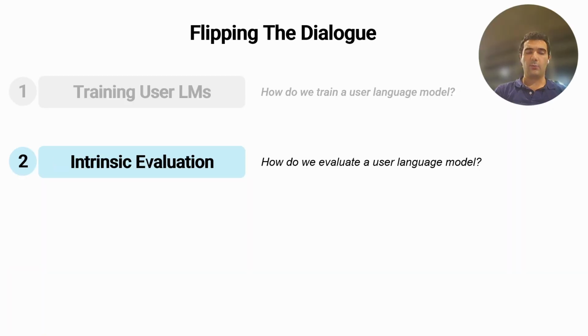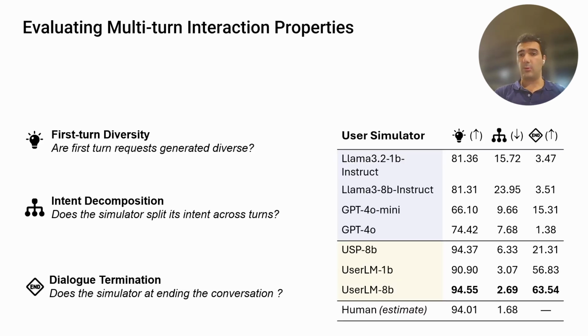So from there, we did what we first call intrinsic evaluation. Because user language models were a new concept, we had to come up with new metrics in order to evaluate how these user language models perform. Specifically, we created a total of 6 metrics. The first 3 focus on the level of diversity that occurs in the first turn given a task intent, the ability of the model to decompose the intent across multiple turns, and the capability of the model to terminate the conversation when it should be terminated.